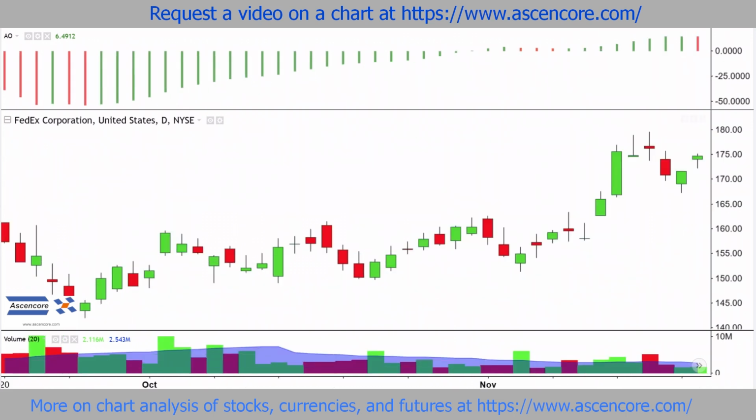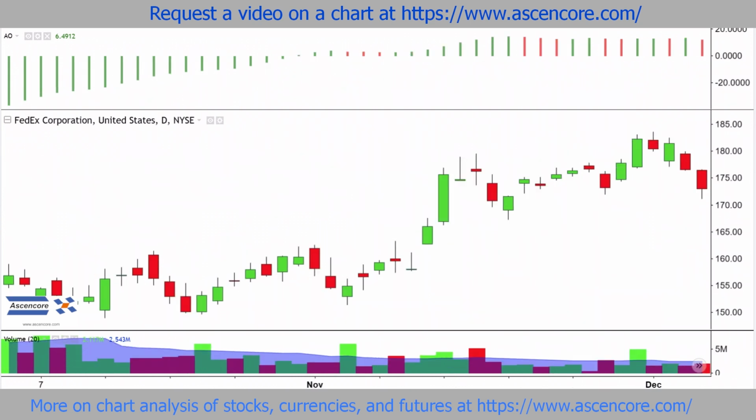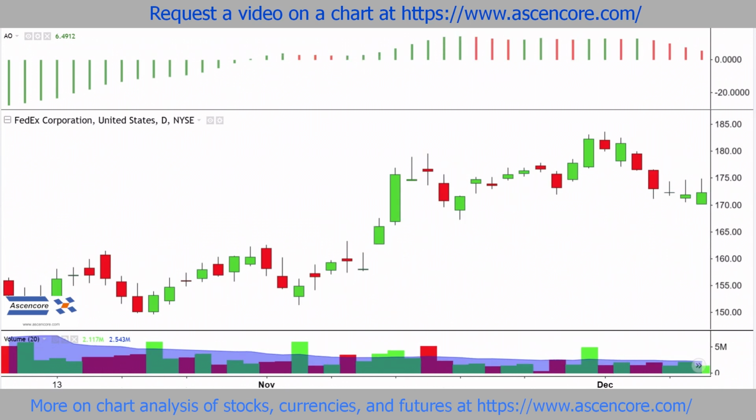Even though the indicator is above zero, there's constant shifting between red and green bars, while price begins to remain relatively unchanged. As we've seen before, these conditions make the use of the awesome oscillator more ambiguous.